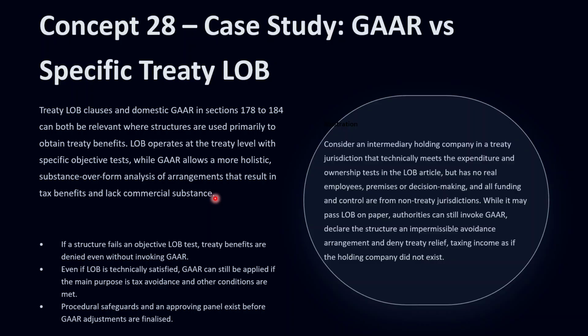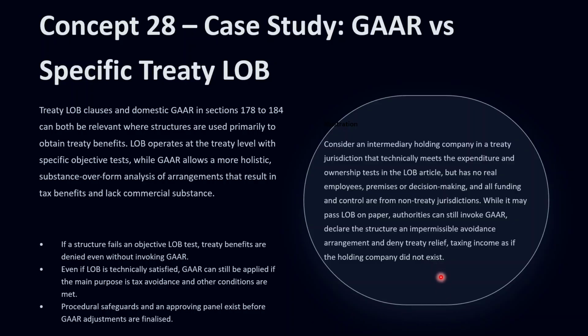If a holding company fails the LOB article, you do not even reach GAR. The treaty itself denies the benefits. And in the second case, if the company passes LOB technically but has no real commercial substance, GAR can still be invoked to look through the structure and deny the benefits in that case.